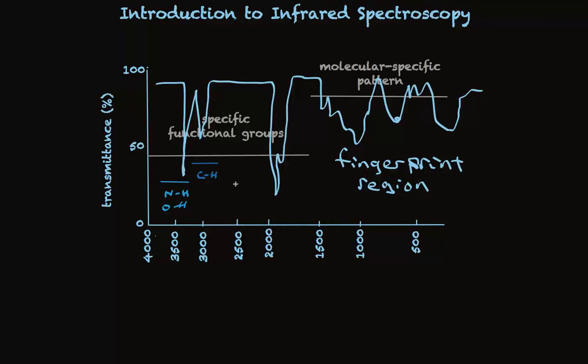Moving further to the right, in this region, we'll see a triple bond, if it's present, between two carbon atoms, between carbon and nitrogen. They come in a similar region. That's not too surprising. The carbon and nitrogen weights are similar. The triple bond strengths are similar.